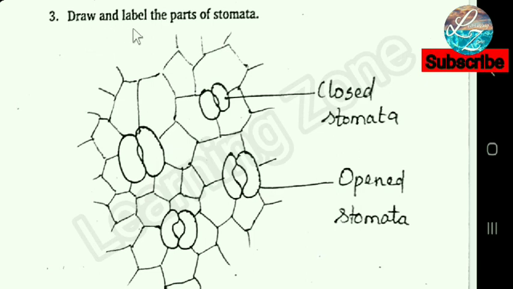Draw and label the parts of stomata. Draw and label this diagram. This is stomata, opened stomata. This is open stomata. This is closed stomata.